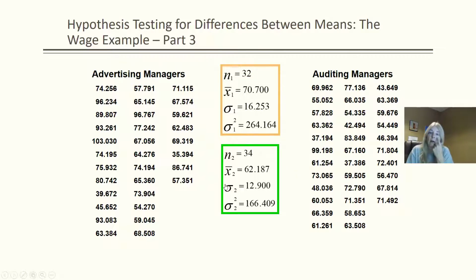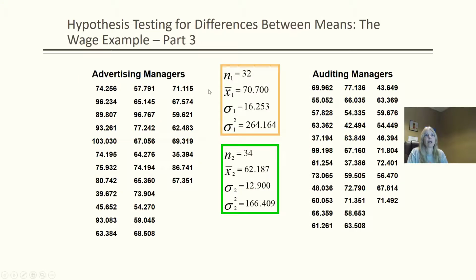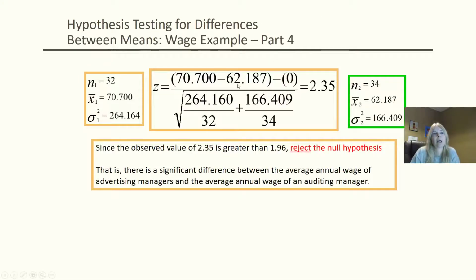And then what I do is I take all this information and I plug it into my Z: my sample average for sample 1, which was advertising, minus my audit, auditing managers. So these were each sample's means, and in this case these were the variances and then the sample size. And I plug all that in the calculator and I get 2.35.